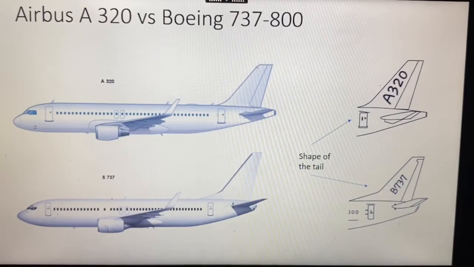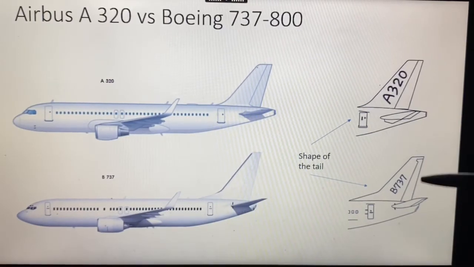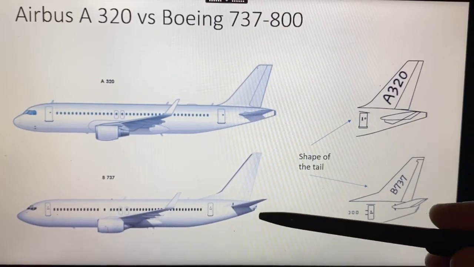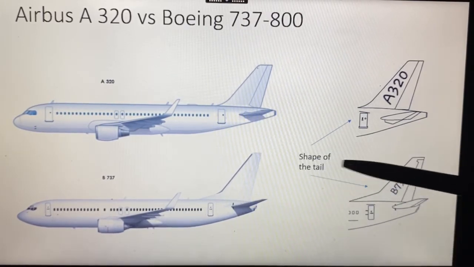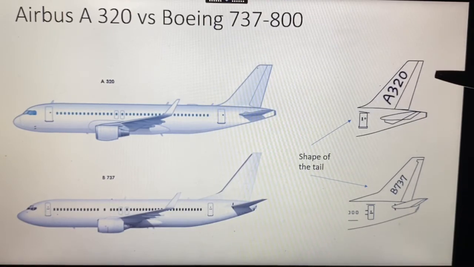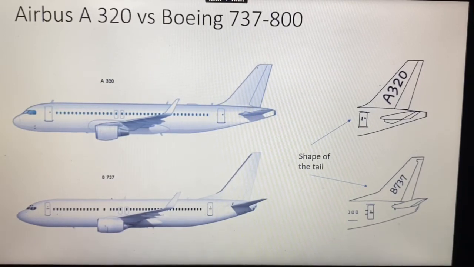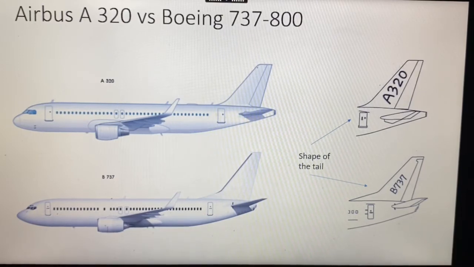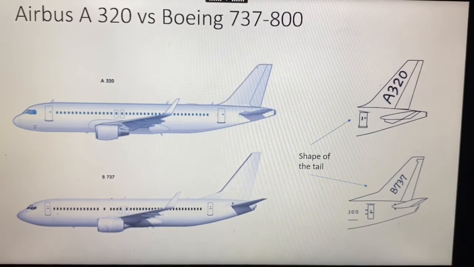The last bit you can always do is look at the tail. The 737 tail is sleek and longer, and a 320 tail is wider and a little bit of an ugly shape, if I may call it that. So that's another giveaway. Look out for those four or five things that should generally tell you whether the aircraft is a Boeing 737 or an Airbus A320.